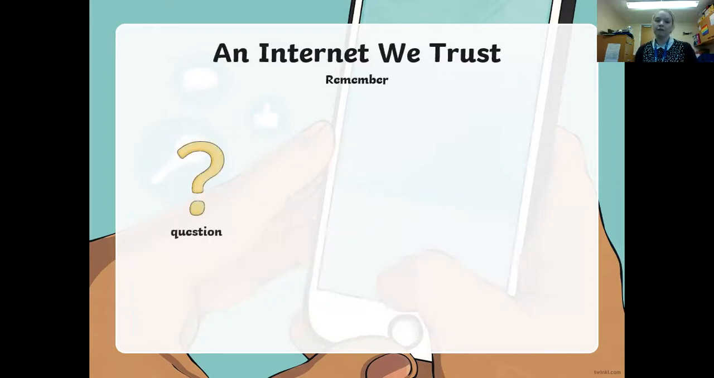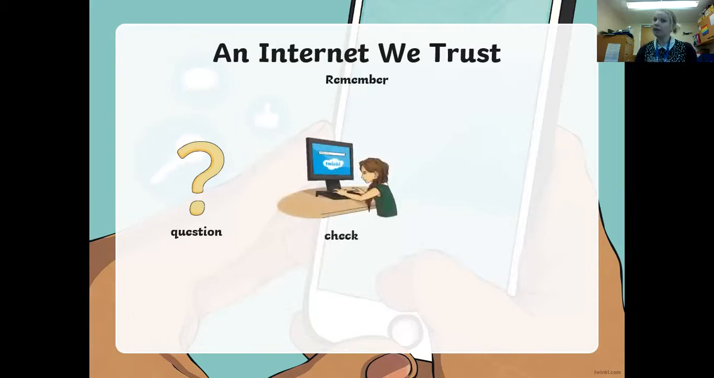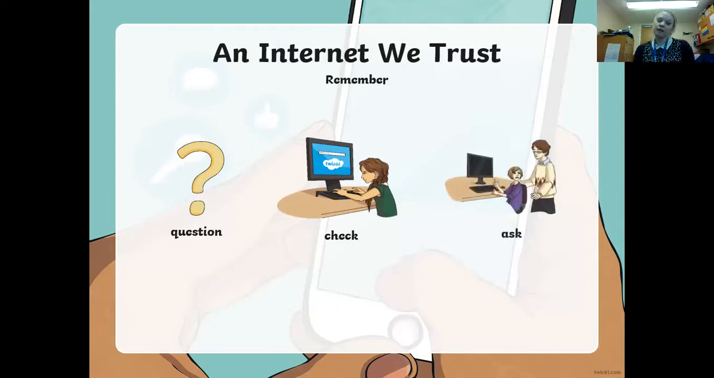So for our Safer Internet Day theme, remember, when you're looking on the internet, question who did it, why did they do it? Check if it's true. Check other websites, are they saying the same thing? And then always ask for help if you're unsure.